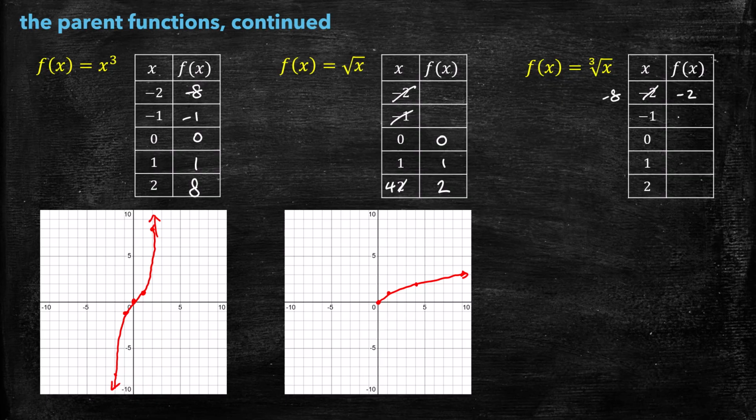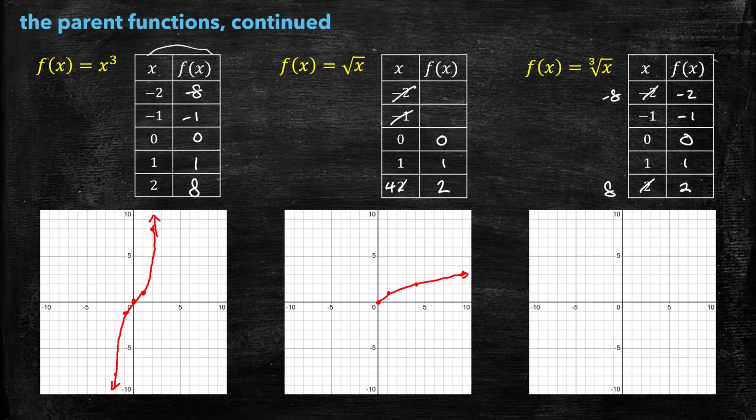And the cube root of -1 is -1, 0, 1. I'll change that to 8 as well. And that's going to be 2. So you can see that, of course, these two here, this x cubed and the cube root of x, they're just inverses of one another, so x and y are switched. And let's just graph that. So (0, 0), (1, 1), (-1, -1), and then (-8, -2), and (8, 2).